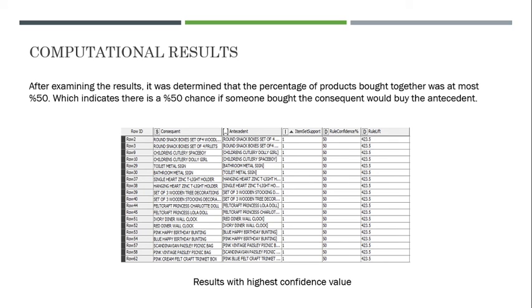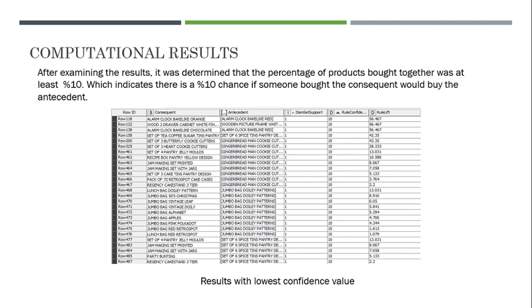The final result has been attached in these slides. As you can see, the rule confidence is 50% at most, which indicates there is a 50% chance that if someone bought the consequent, they would buy the antecedent. For example, as you can see here, the customer has bought the Round Snack Boxes Set of 4 Woodland, so there is a 50% chance that this customer has also bought the Round Snack Boxes Set of 4 Fruits.